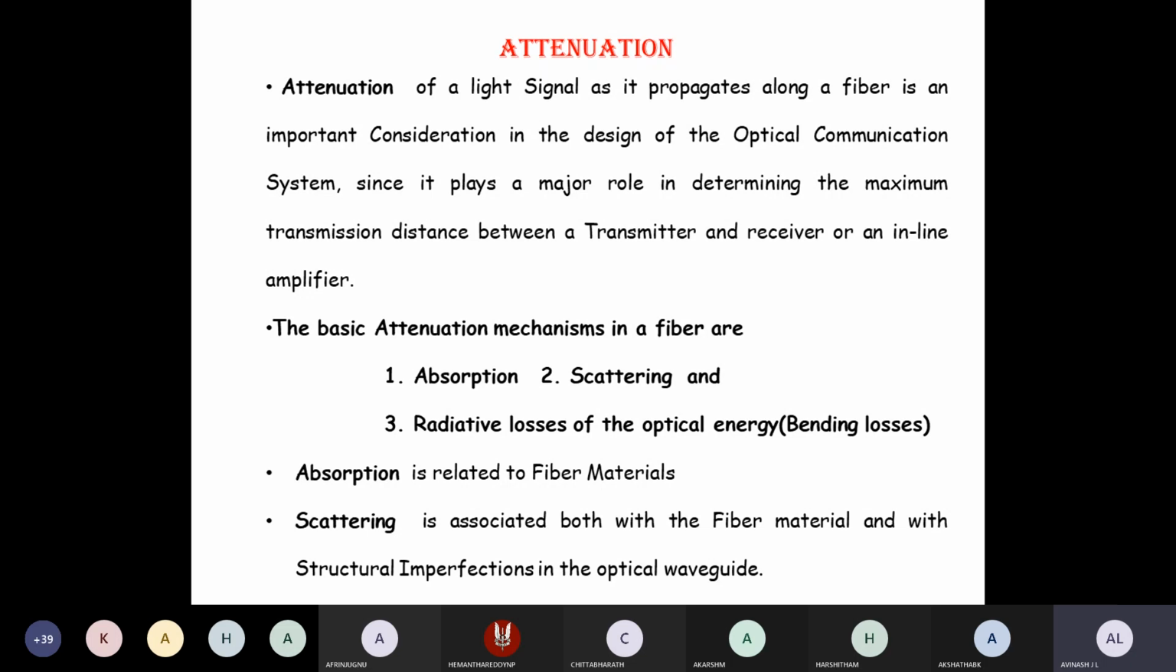So in that, you write first absorption. In that absorption you write just a brief meaning. Absorption is related to the fiber material. See, absorbing means external factors will not absorb the energy. What is there in the fiber material, whatever manufacturing material is there in the fiber, that particular material only will absorb the energy. So that particular process is called absorption.